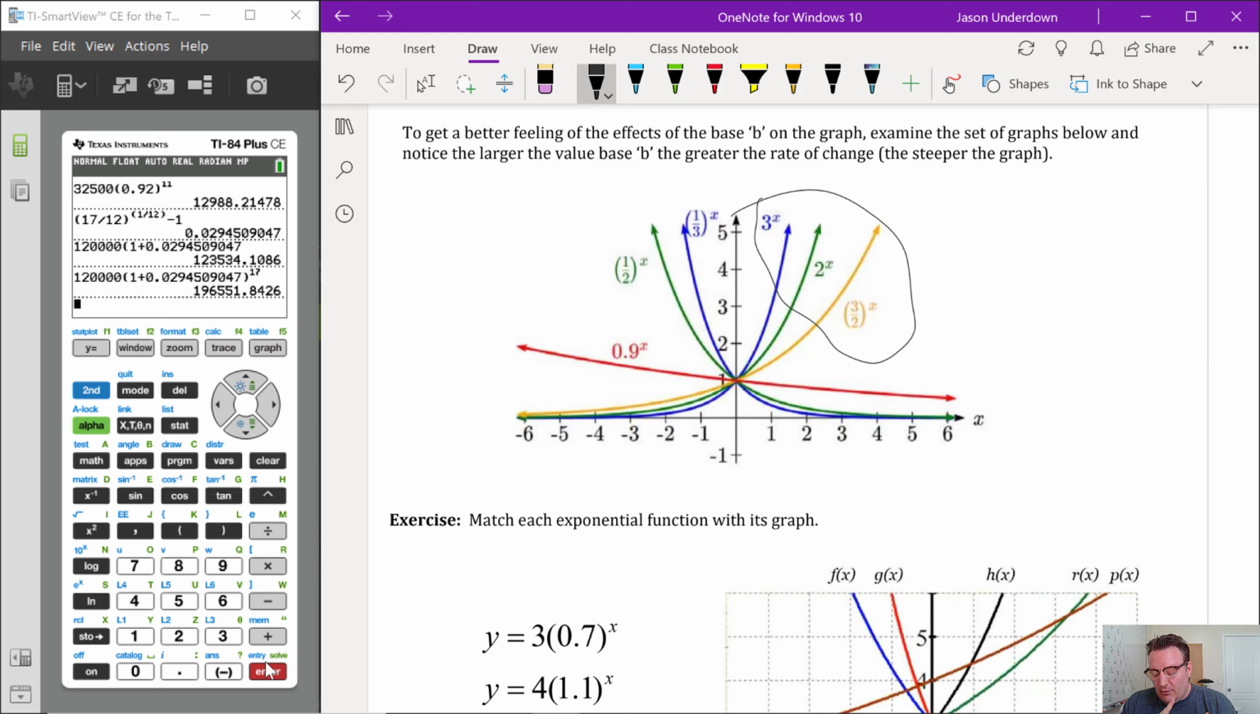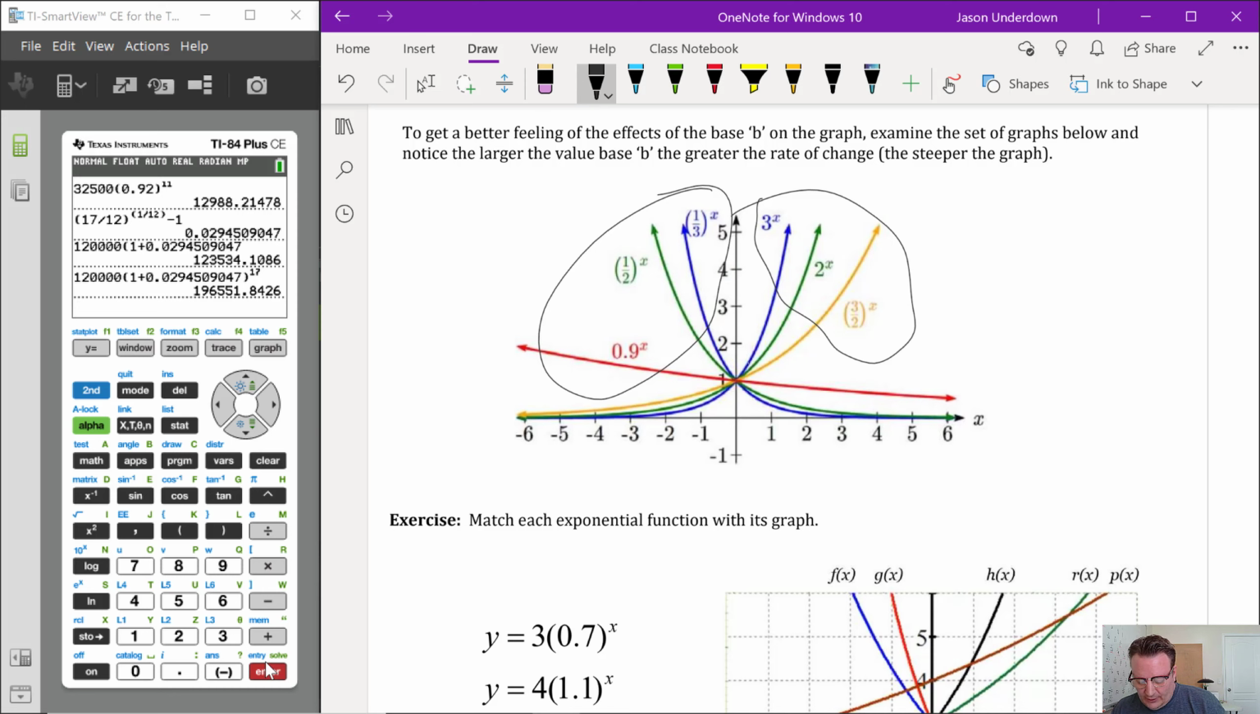Another thing to notice is that the greater the base is, the faster the growth. And on the other side, what do we have? We have the closer that the base is to 1, the flatter the graph will get. Or another way to think of it is the closer the base is to 0, the faster the function will decay. Okay?